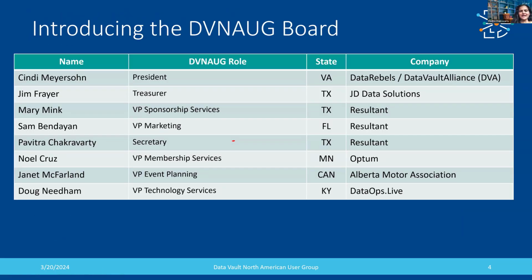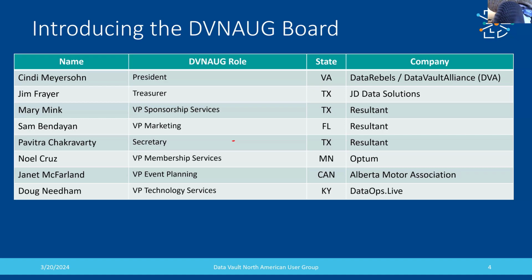Hey, I'm Pavitra. I am going to be introducing the DVNAUG board. We had our elections a few weeks back, and here's the list of all of our board members. We have Cindy Meyerson, who's our president from the great state of Virginia, and who runs Data Rebels. Jim Freyer is our treasurer from Texas, and he is JD Data Solutions. Mary Mink, who was our president, is now our VP of Sponsorship Services, and she's here in Texas currently, but is moving to Florida soon.